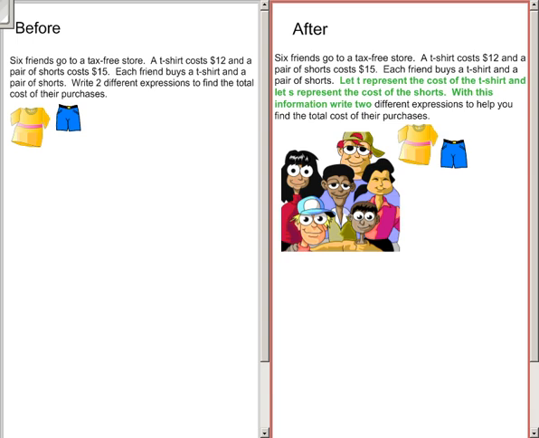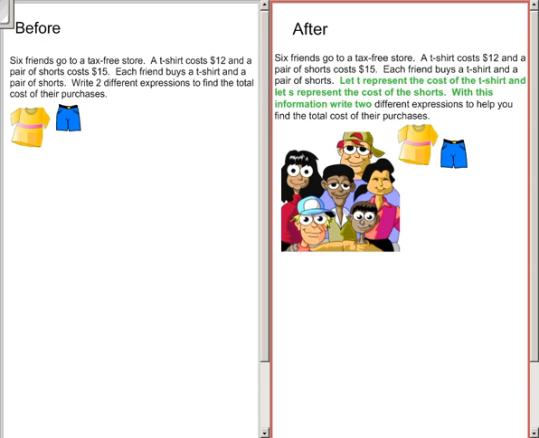All right, so we did our lesson on the distributive property, and we chose my lesson. We illustrated the before and after slide, how we changed the lesson, how we wanted it to appear. In the first one, the before, the problem is just written out, and there's a pair of shorts and a t-shirt to represent what the problem is talking about.